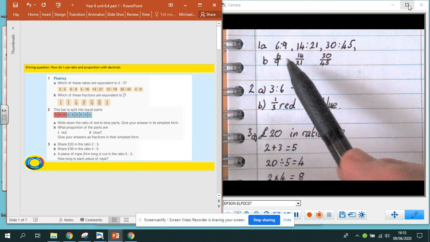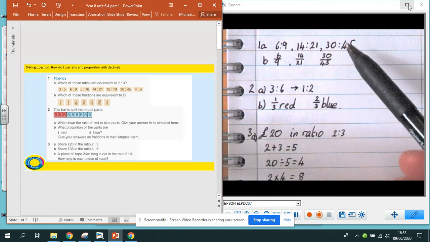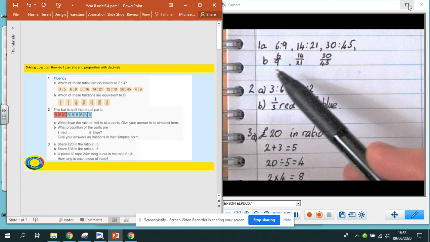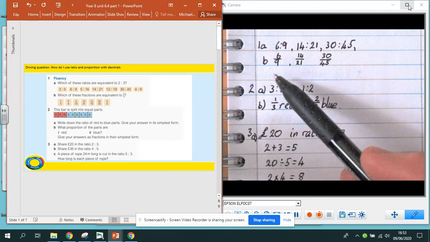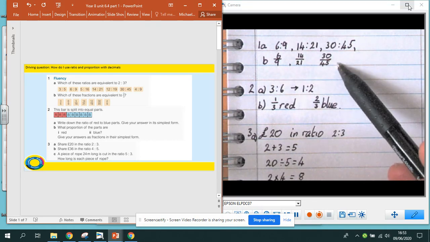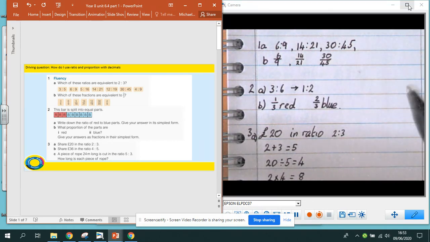So the next question, which of the fractions are equivalent to 2 over 3? Well, it's almost identical. It's 6 over 9, 14 over 21, 30 over 45. So the same numbers again.